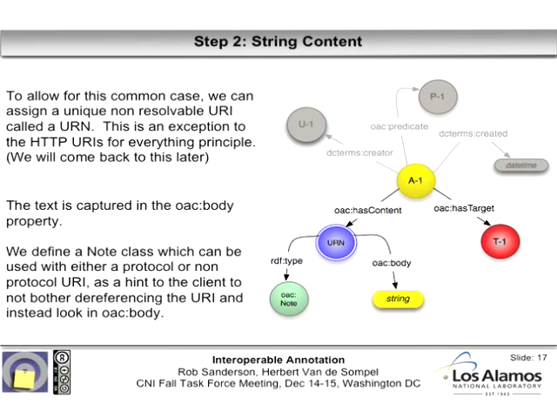So here's the case where we introduce a non-resolvable URI, so not an HTTP URI, which is called a URN. We're going to come back to this later in the protocol list, the lack of protocol part, as to how this can be resolved. But as to the model, we have this node which takes the space of the content resource, and we attach a property to it called OAC body. So this is where that string would end up in the model.